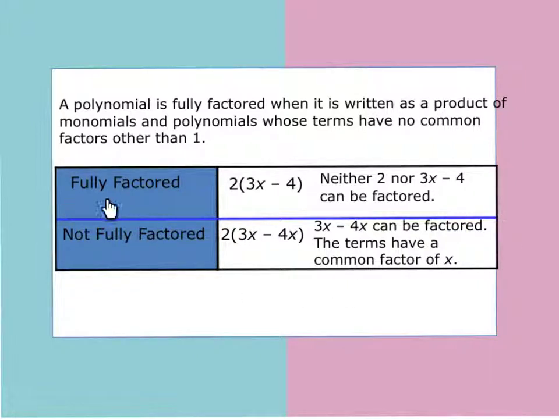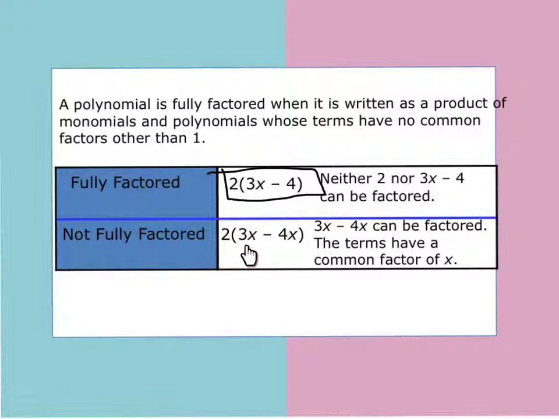So here is a fully factored polynomial. Notice how the 2 is taken out. You just have 3x minus 4. Notice inside the parentheses, the 3x and the 4 have nothing in common. So you can't take anything out, and that is going to be your final answer. But look at the second part. This one is not fully factored.